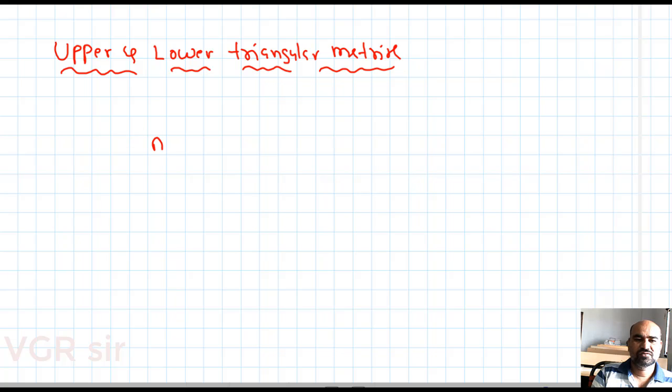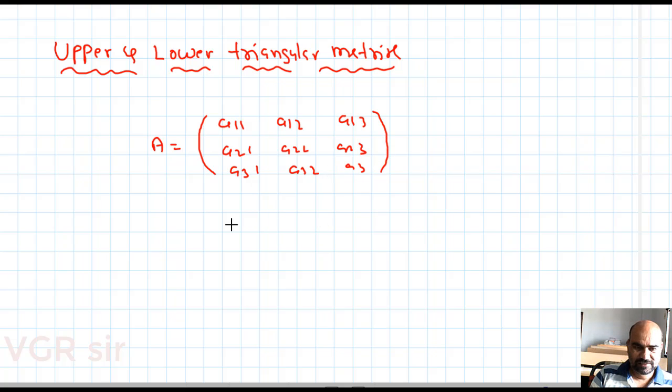Okay, first of all, this is only for a square matrix. Upper triangular and lower triangular matrices are square matrices. For example, A11, A12, A13, A21, A22, A23, A31, A32, A33 is a 3 by 3 square matrix. These elements are said to be the elements in the principal diagonal.